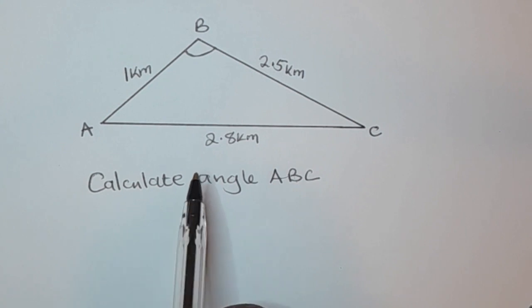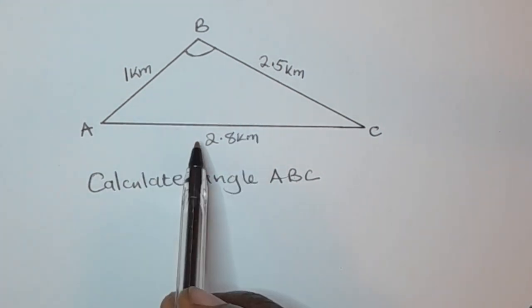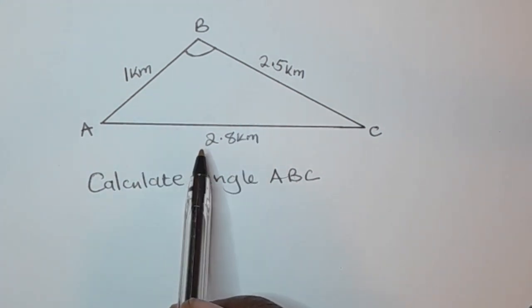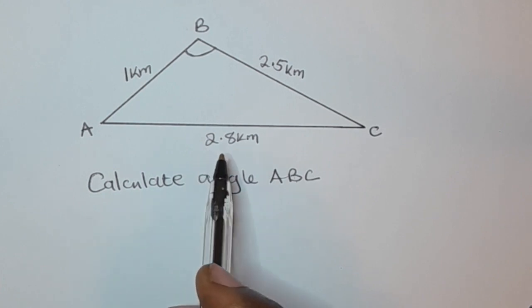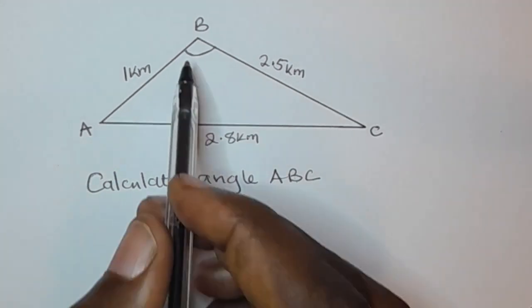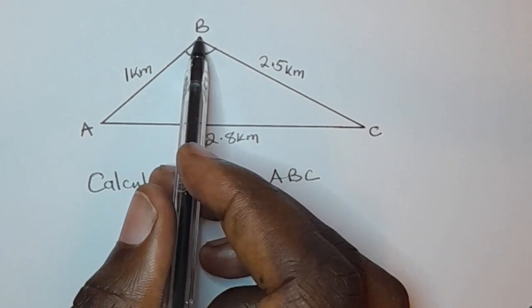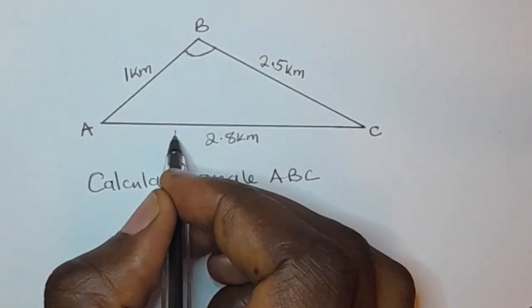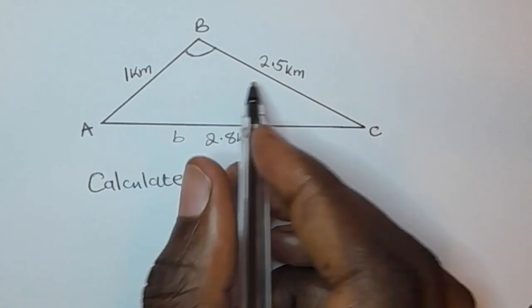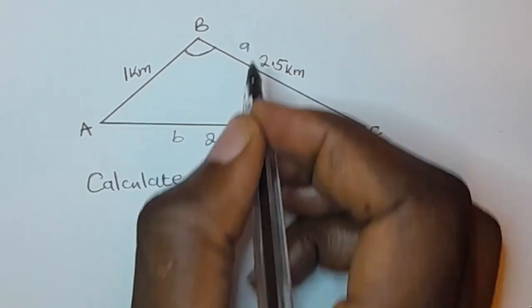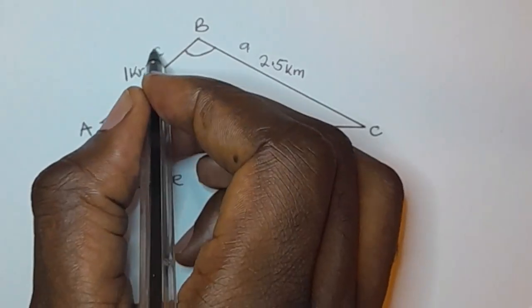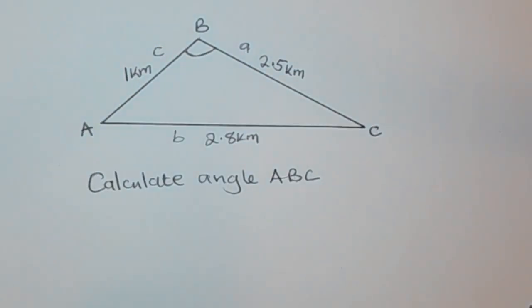Whenever you're given all three sides of a triangle and you're being asked to find an angle, it means you are supposed to use the cosine rule. So this is B, capital letter B. On the opposite side here, you write a small letter b. This is A, then you have a small letter a this side. This is C, you have a small letter c this side.